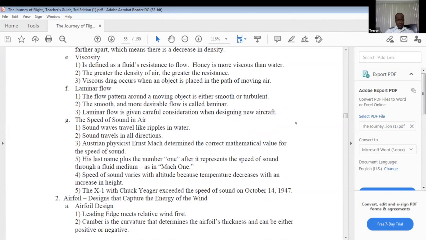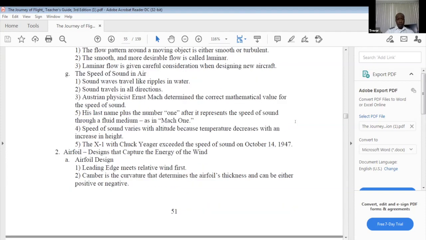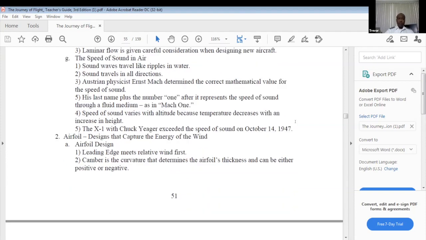Now, there was an Austrian physicist, Ernst Mach, and I'm sure you're familiar with the term Mach number. That name is derived from this physicist called Mach, who determined the correct mathematical value for the speed of sound. So really and truly, Mach is just the speed of sound as it moves through the air. His last name plus the number one after it represents the speed of sound through a fluid medium. So you get Mach one. The speed of sound varies with altitude because temperature decreases with an increase in height, and we mentioned that before.